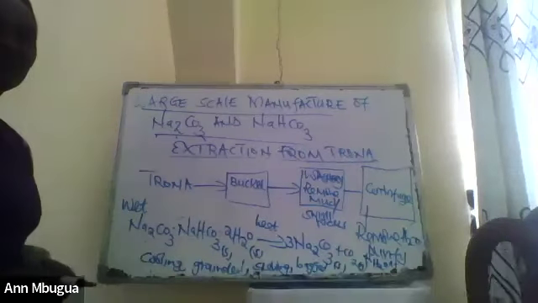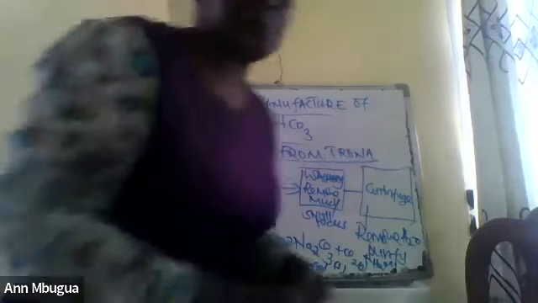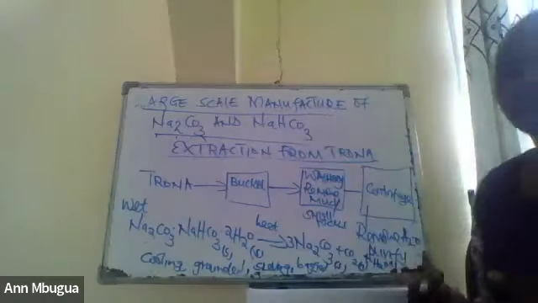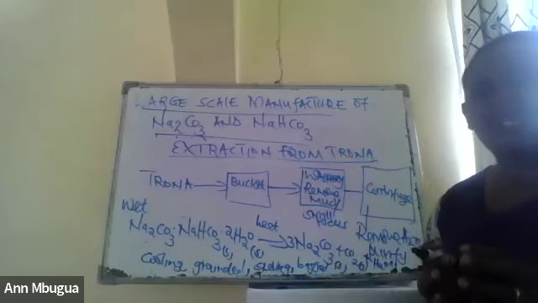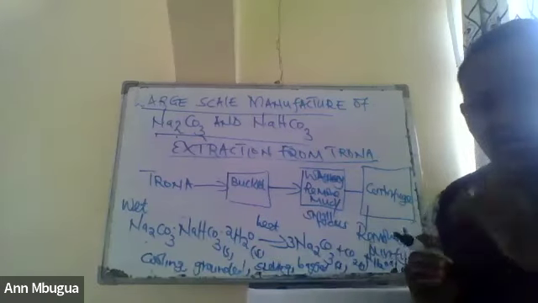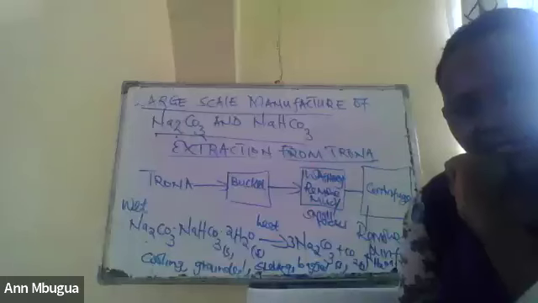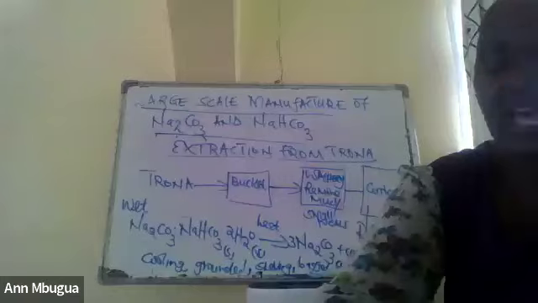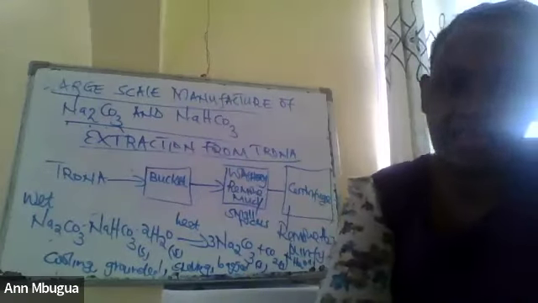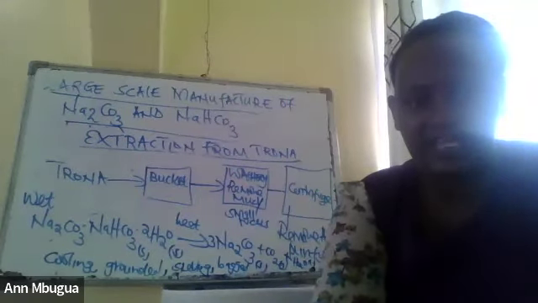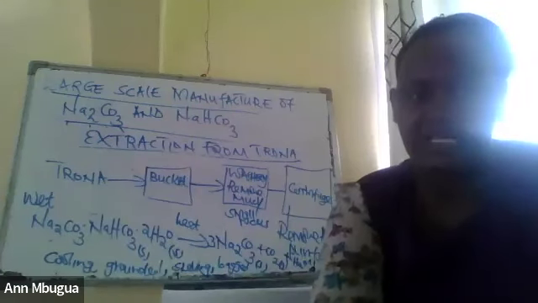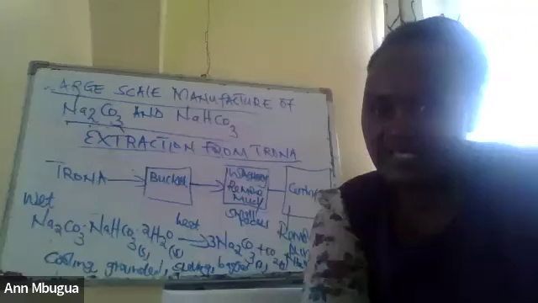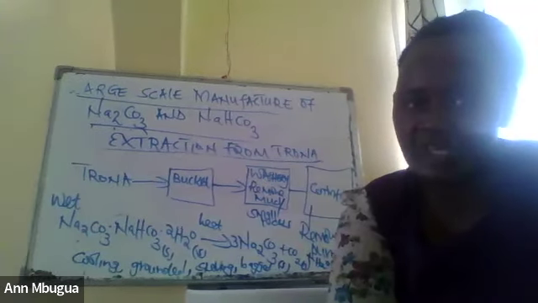So extraction from trona is as simple as that. You only need to know what is trona. We started by saying it's a double salt which contains two different anions. The two different anions are the carbonates and the hydrogen carbonates, where it is found mostly in the salty lakes, where we only have the inlets and no outlets. And how it can be obtained.